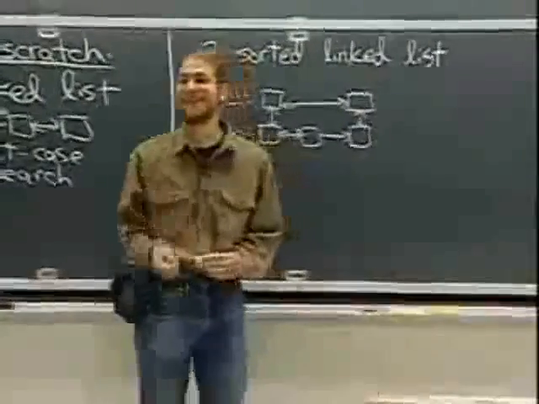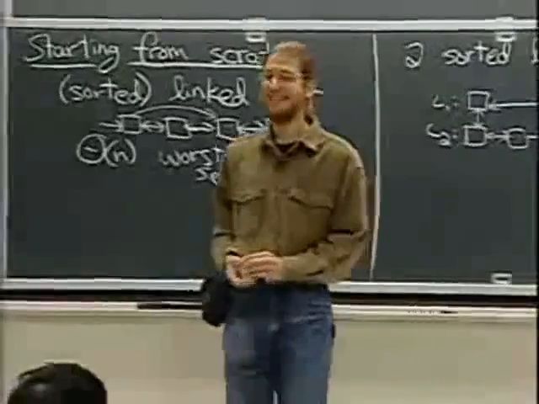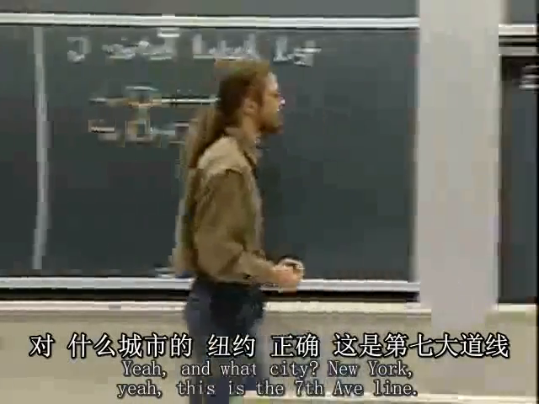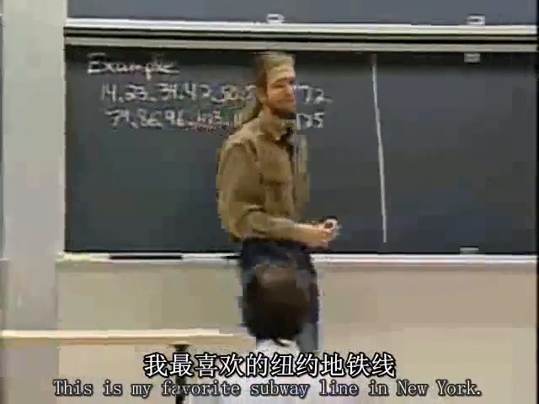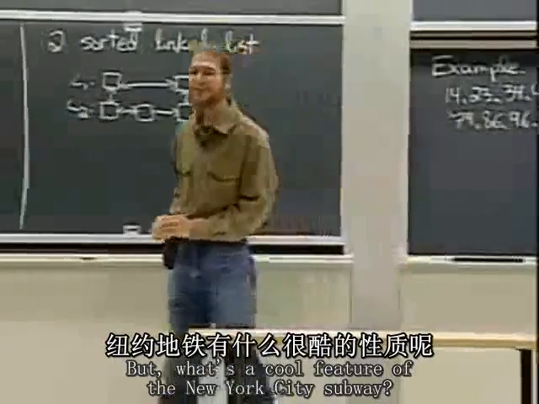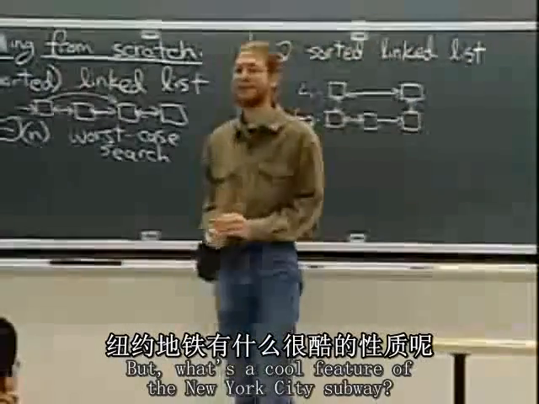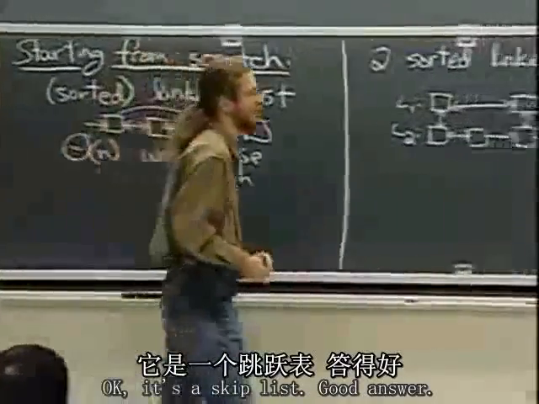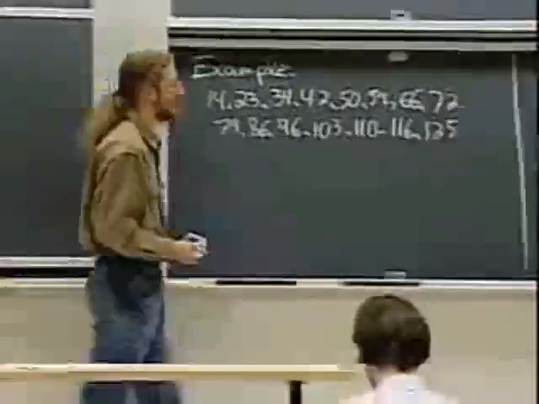This is a real-life sequence. Are they the stops on one of the subways? Yeah. In what city? New York. Yeah. This is the 7th Avenue line in New York City. It's my favorite subway line in New York. But what's a cool feature of the New York City subway? It's a skip list. Good answer. Indeed it is.